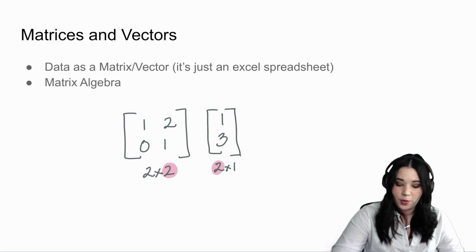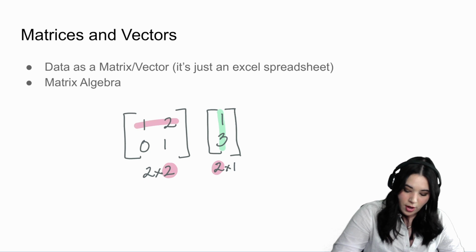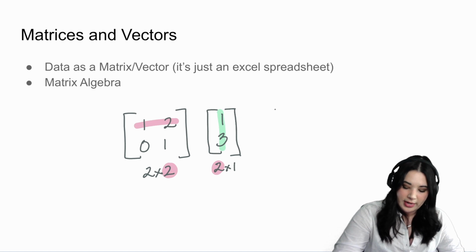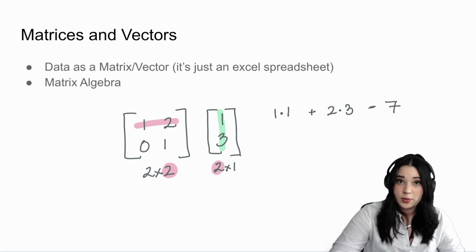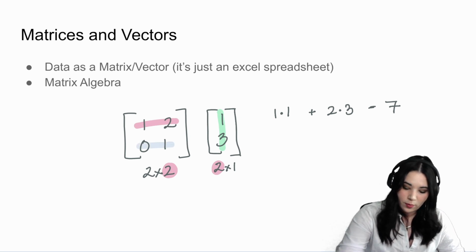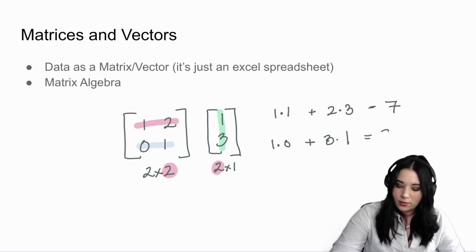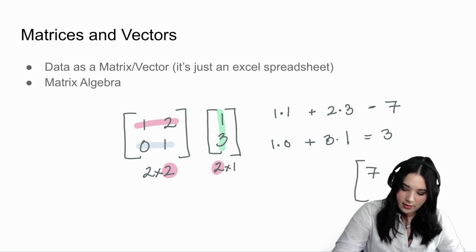Now in order to do so, we're going to take the column from this vector and the row from this matrix, and multiply each element together. So we're going to take 1 times 1 plus 2 times 3, and that's going to be 1 plus 6 equals 7. Next, we're going to take that same column from the vector, but using this row from the matrix, and we get 1 times 0 plus 3 times 1, and that's going to give you 3. So the result of this multiplication is going to be a vector of 7 and 3.